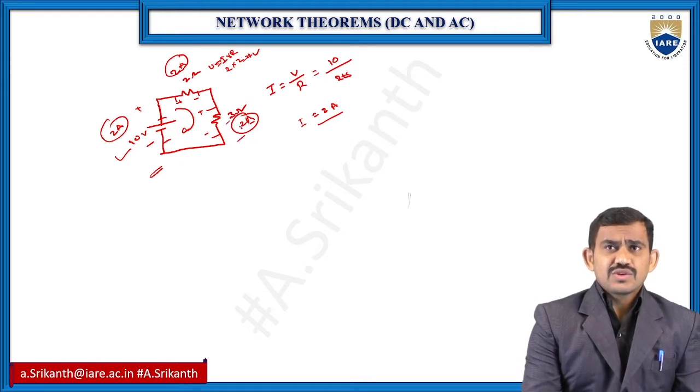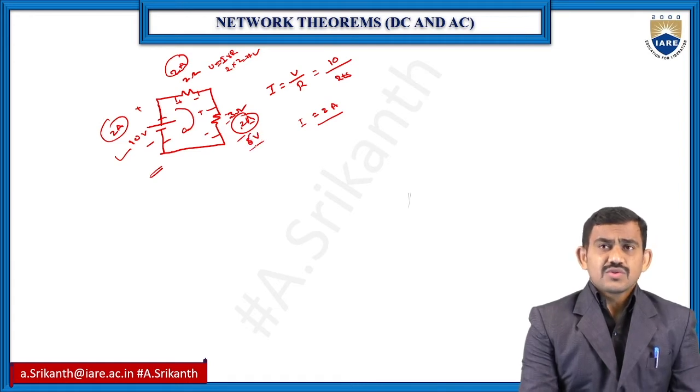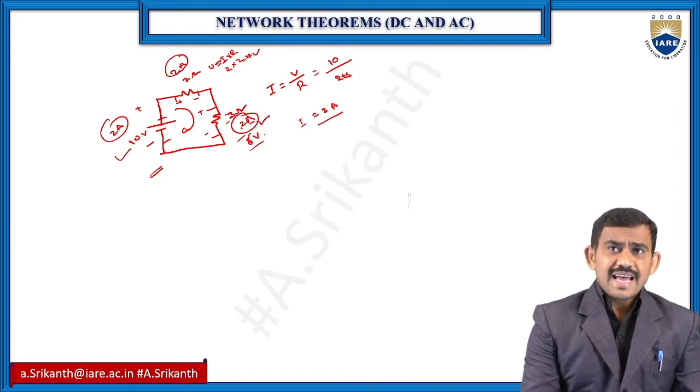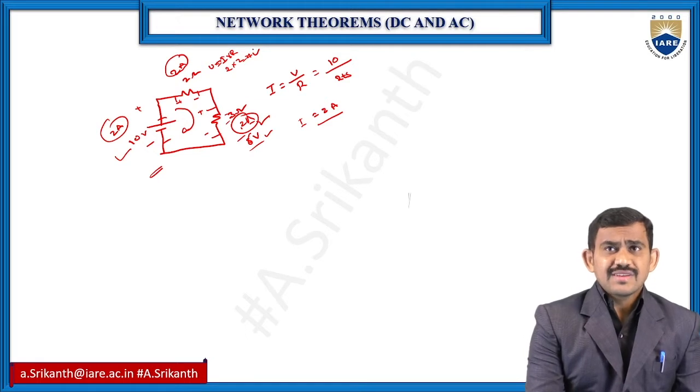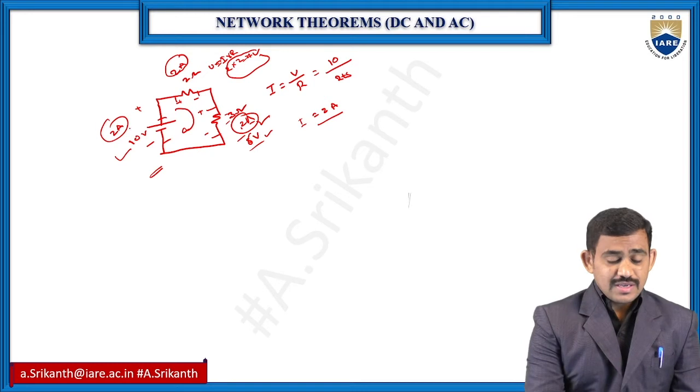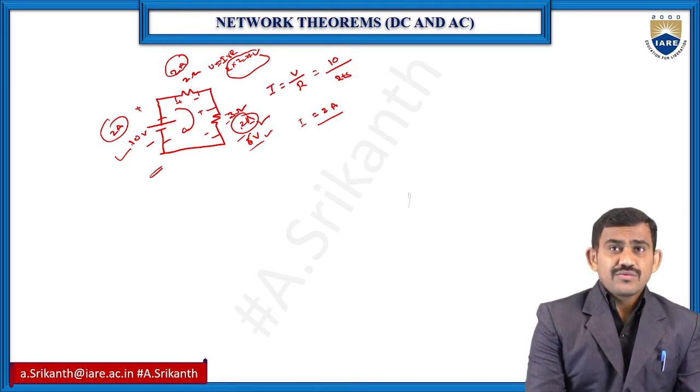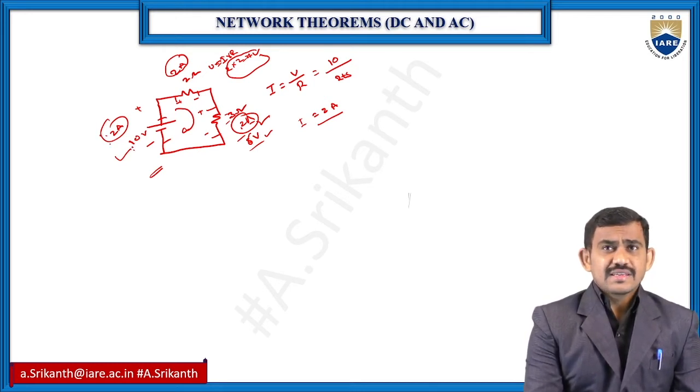Then same, 2 into 3, 6. So I have the voltage as well as current values at each place. Then find out the power. So here, how much power do we have? V into I, that is 20 watts.